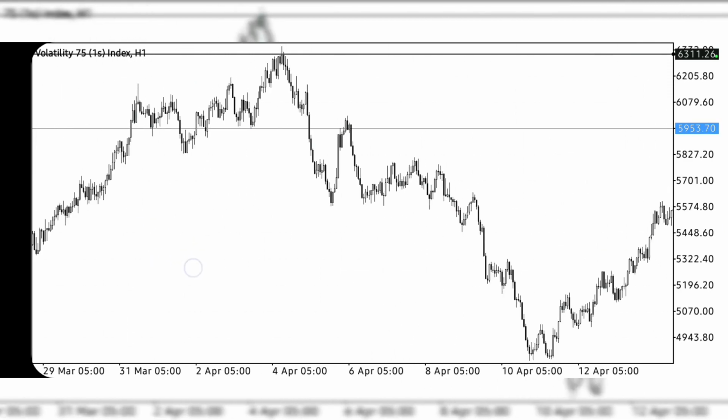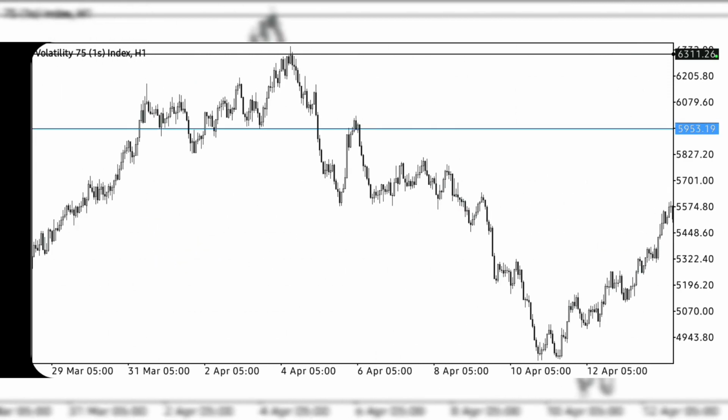The alignment with what your 4 hours is saying, what your daily time frame is saying, what your weekly time frame is saying. That is what you should be looking out for. The only thing you are looking for on the lower time frame is alignment.